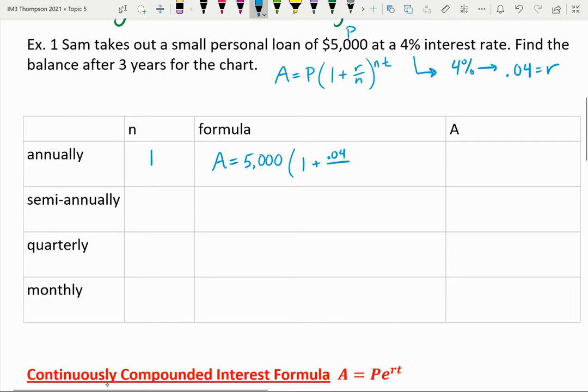N is the number of times it compounds a year. That's 1, all to the power of 1 times t. And t is the number of years.